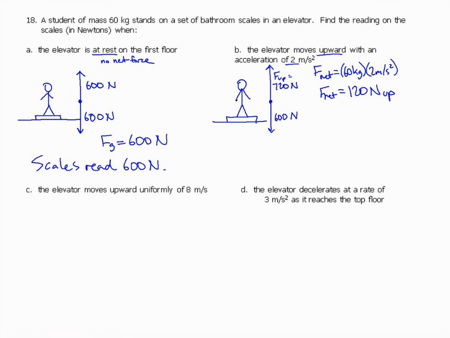So what does the scale read? The scale reads 720 newtons. In situation C, the elevator moves upward uniformly at 8 meters per second. So here's my elevator floor, here's the bathroom scale, here's the student.